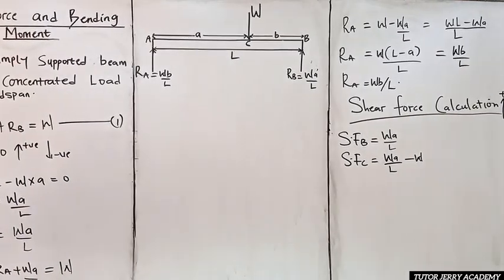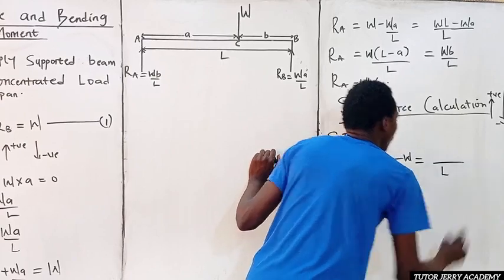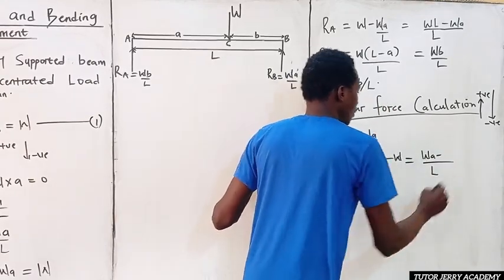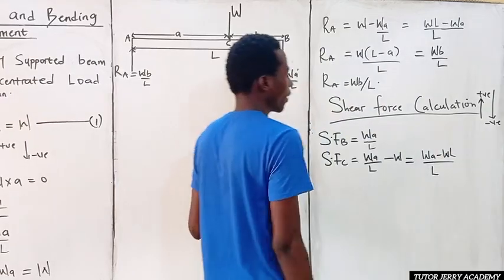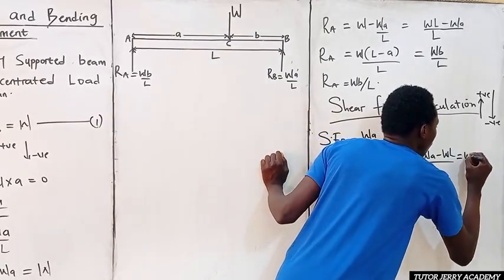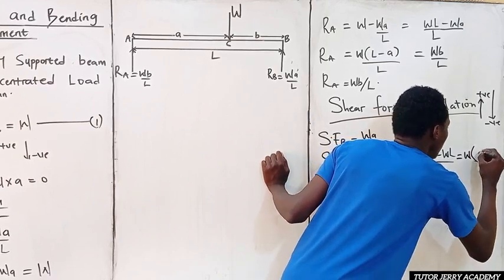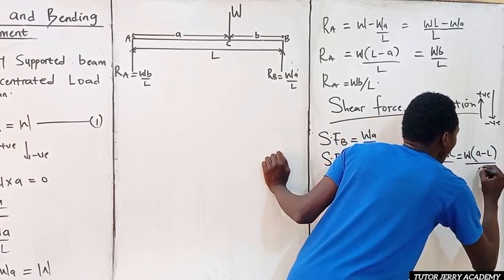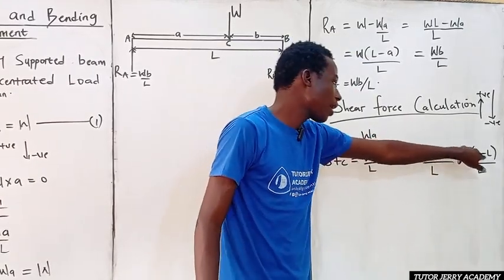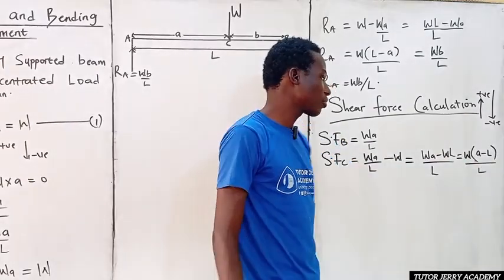So of course, can we take the LCM? Let's take the LCM and see what we get. So this will be equal to WA minus WL, all over L. So this is what we have. So let's factor out W. If we take out W, this will be equal to W into A minus L all over L. Now if we put a minus outside this W, we have L minus A, so that if you multiply through, you get what we have here back.